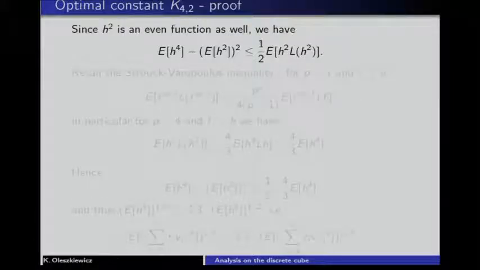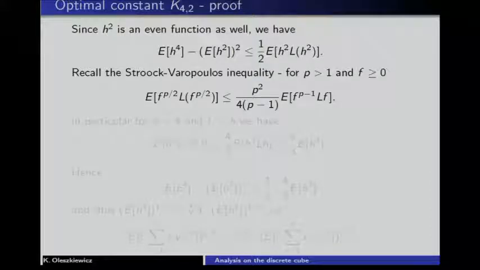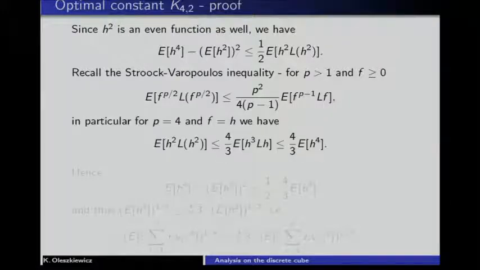Okay, so now we use the same trick that we used before, but for h squared instead of h. But h squared is again an even function. So again, we use the Poincare inequality with constant 1/2 to the function h squared instead of h. Now, we use the Stroock-Varopoulos inequality to bound this expression. So using this Stroock-Varopoulos inequality for p equal to 4, we can replace h squared Lh squared by h to the power 3 Lh. Right? This is a non-negative function, and for a non-negative function we can use the Stroock-Varopoulos inequality.